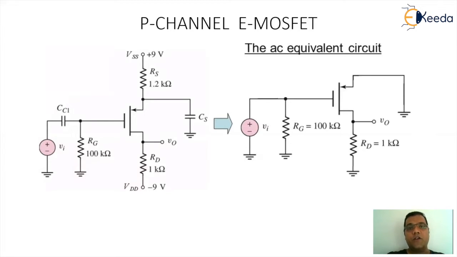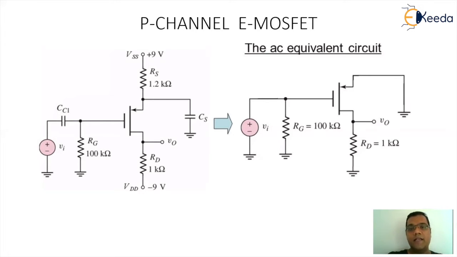Now suppose I go for the representation of P-channel E MOSFET. So the P-channel E MOSFET circuitry is given here. We are having the output at the drain terminal. We have a VDD battery of minus 9 volt and then RD of 1 kilo ohm. The gate is having a resistance Rg of 100 kilo ohm and connected with an input source. The source is having a resistance of 1.2 kilo ohm and the VSS value is 9 volt. And then we are having a bypass capacitor CS present across the source connected to ground.